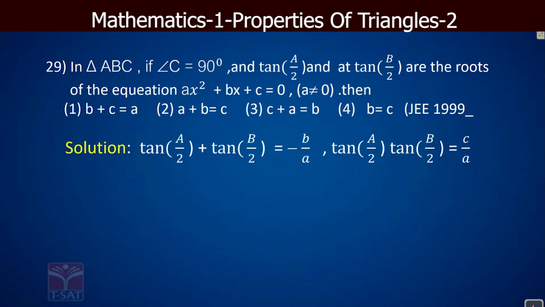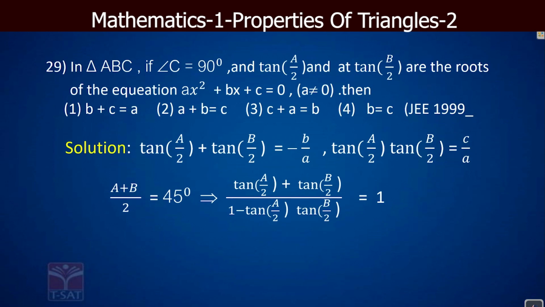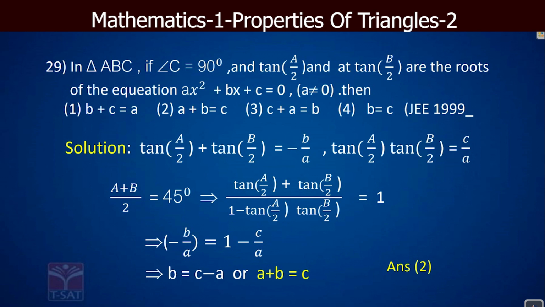Now from the hypothesis, tan A/2 + tan B/2 = -b/a, and tan A/2 · tan B/2 = c/a, because they are the roots of the quadratic equation ax² + bx + c = 0. So therefore, from this you will get (A + B)/2 = 45 degrees, which implies (tan A/2 + tan B/2)/(1 - tan A/2 tan B/2) = 1. This shows that -b/a = 1 - c/a, which indicates that b = c - a, or a + b = c. So the correct option is option number 2.